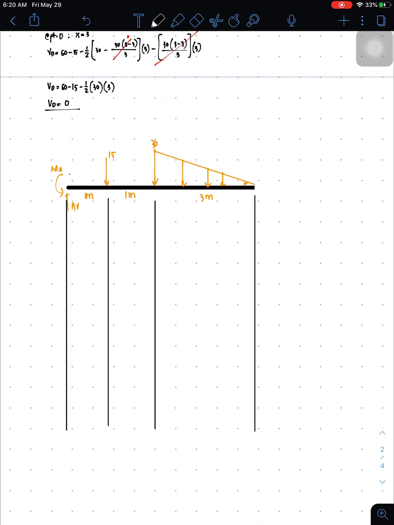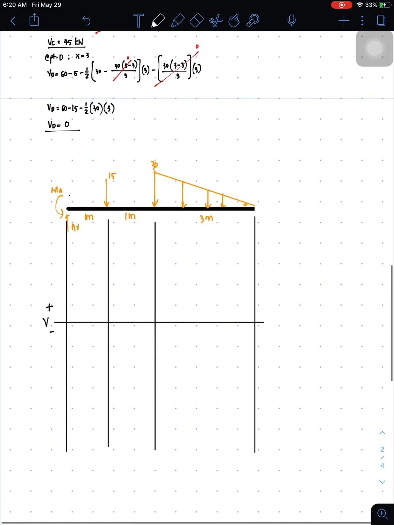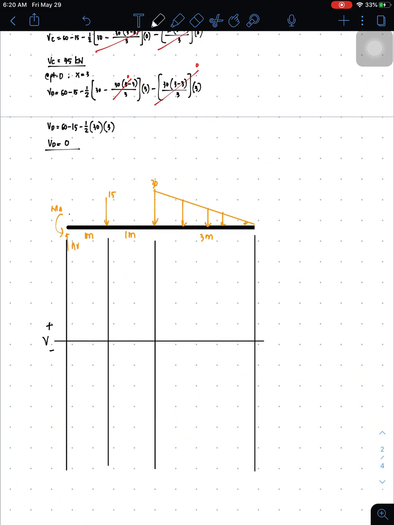And then draw a horizontal line. Tira lang sa ubos-ubos. So this is shear. So positive sa babaw, negative sa ubos. So let's draw.